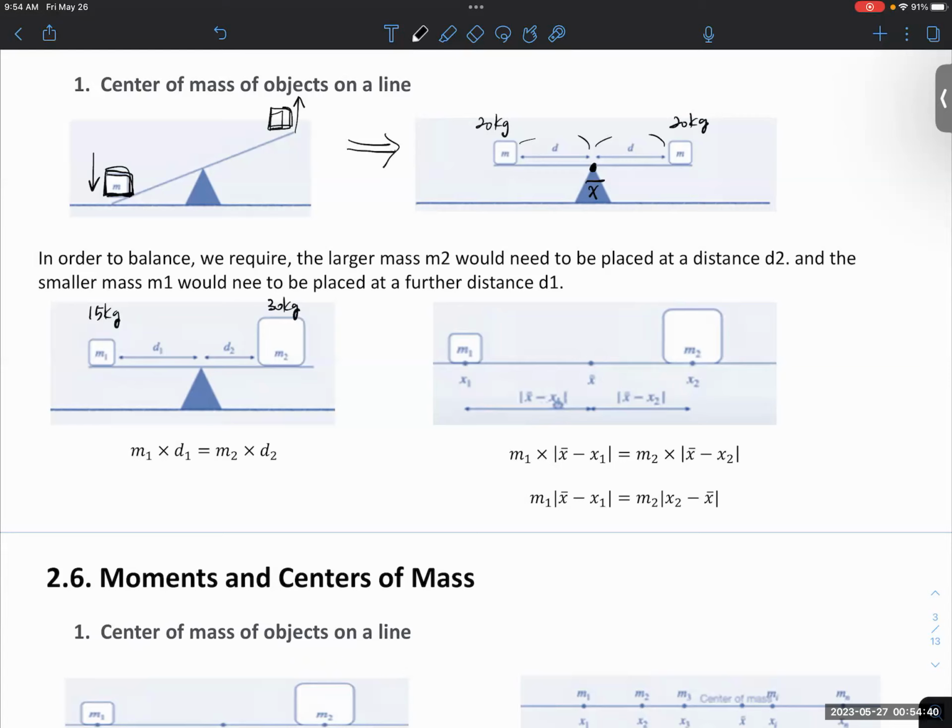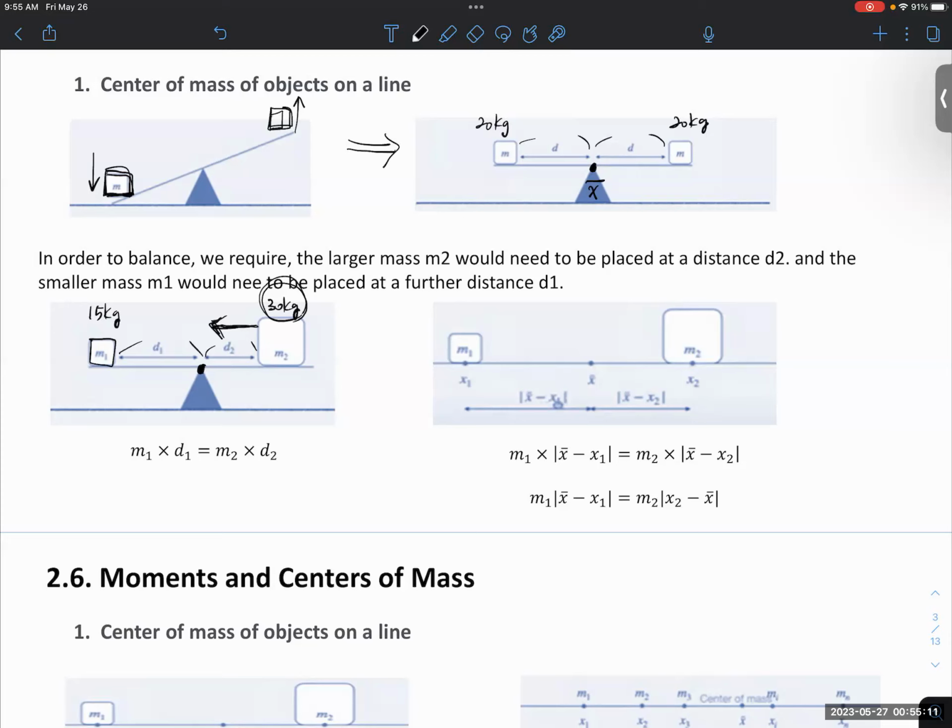In this case, you move a little bit toward the center. If you're heavy, you sit close to the balancing point, and if you're light, you sit a little bit further from the balancing point. So they have different distances, and then you can find the balancing point.